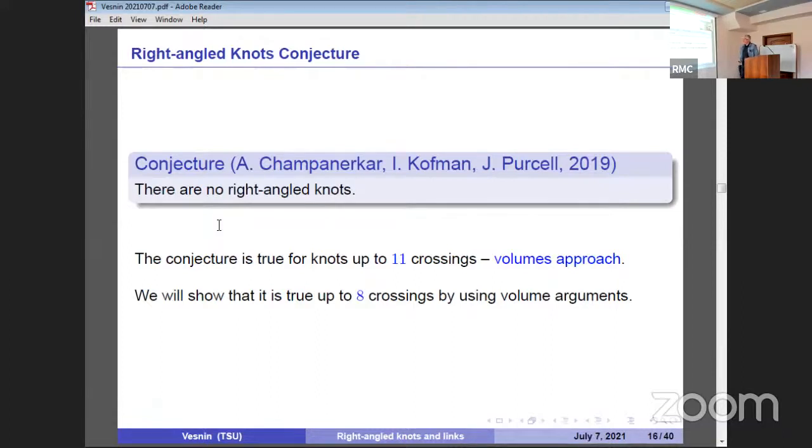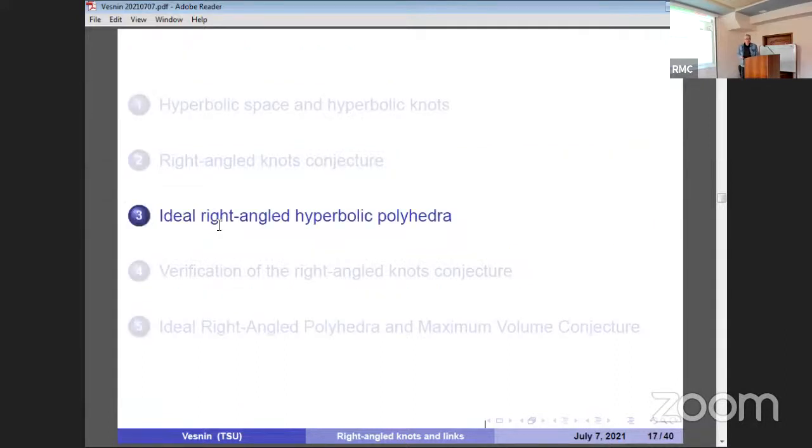In some sense, it appeared because of volume calculations, and I would like to present you some simple calculations for knots up to 8 crossings. So they did it up to 11, but it's more technical. I present the discussion up to 8 crossings, and I will use volume arguments. So now about volumes. We consider polyhedra in hyperbolic space, and what we want to have is ideal vertices, always at infinity, and there are angles, so I mean ideal rectangular polyhedra.